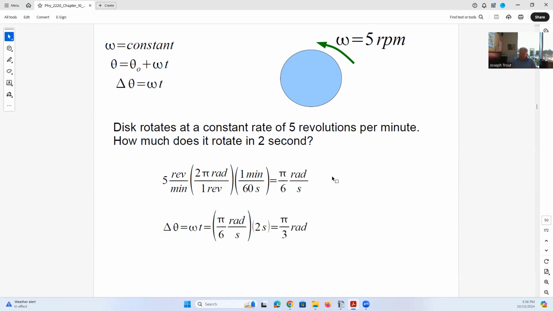Then theta is equal to omega t. This is just like delta x equals velocity times time if the velocity is constant. So we get pi over 6 radians per second times 2 seconds is pi over 3 radians.